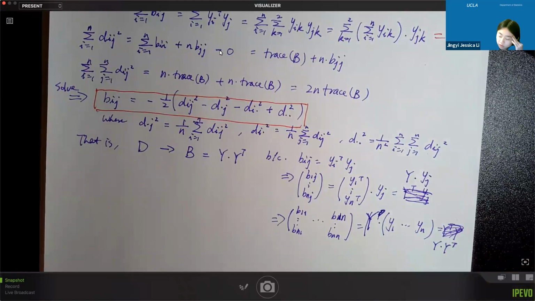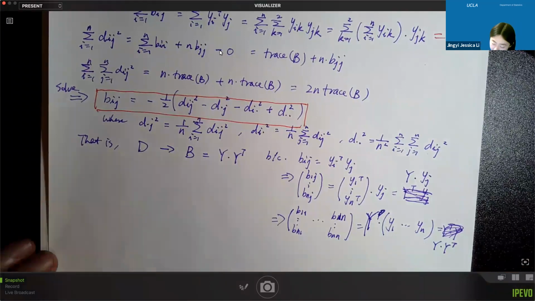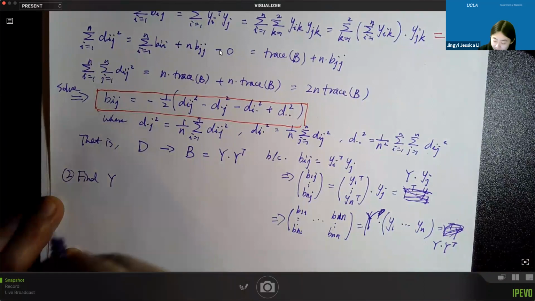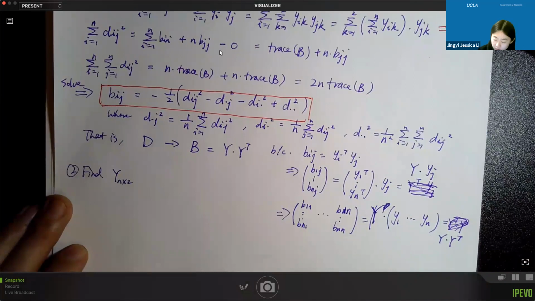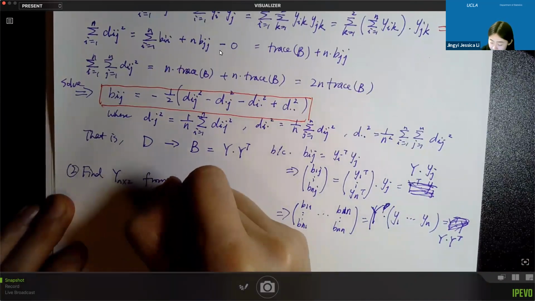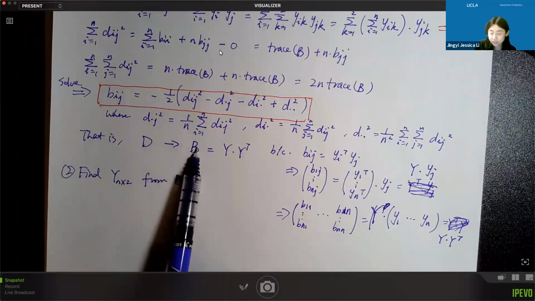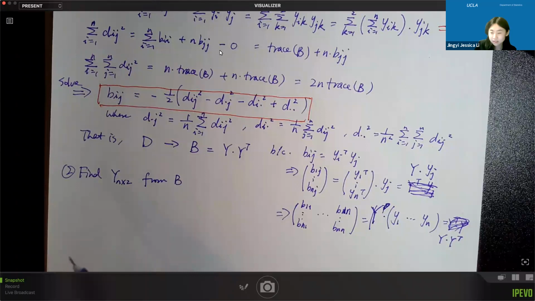And so what's left here in the second step of MDS is trying to find Y, which is an n by 2 matrix or n by 3 matrix, depending on the dimensions we want, from B. How do we decompose B to find Y? Here we know the Gram matrix is a symmetric matrix, because if we take its transpose, it stays as B. So as a square matrix, we can do eigen decomposition. That's the thing we're going to do.